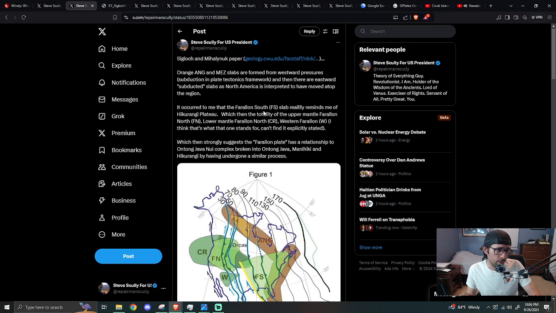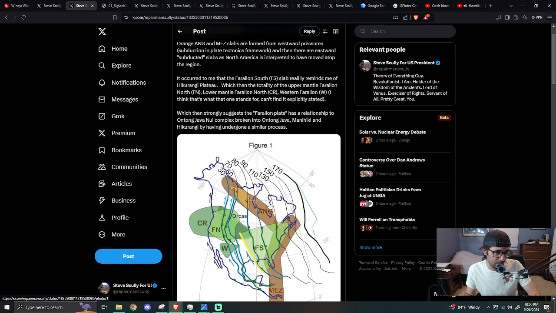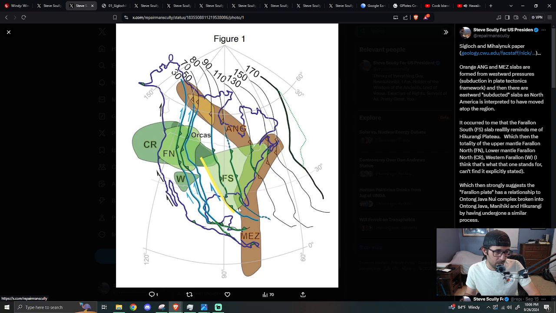it occurred to me that the Farallon South slab really reminds me of Hikurangi Plateau. So just kind of looking at this, there's like this, and then wedged up in it and even overtop it, overlapping it as if it ran into it. Kind of wedged in there. It doesn't quite fit up there, but kind of wedged in there. Shape of a wedge. It makes me think of a wedge.